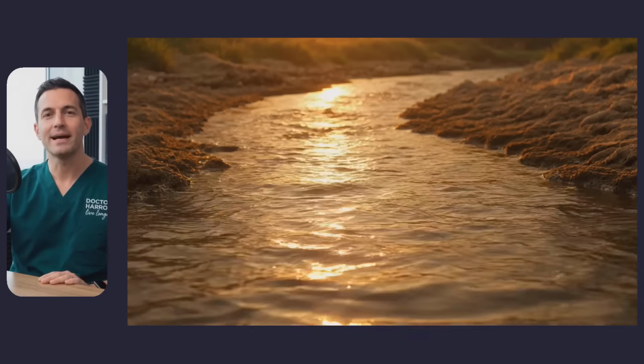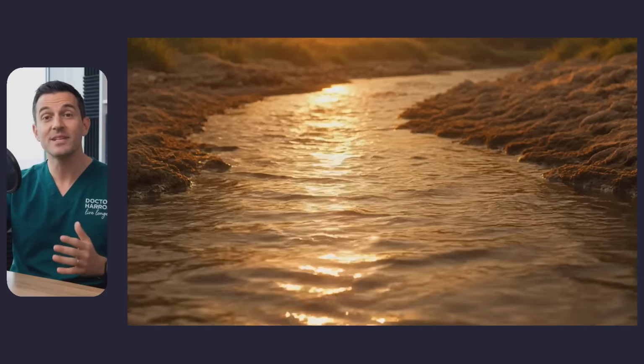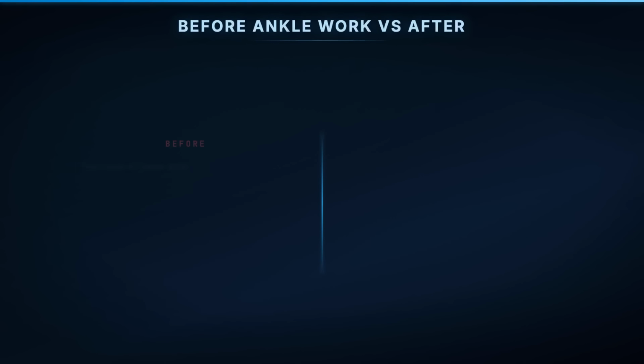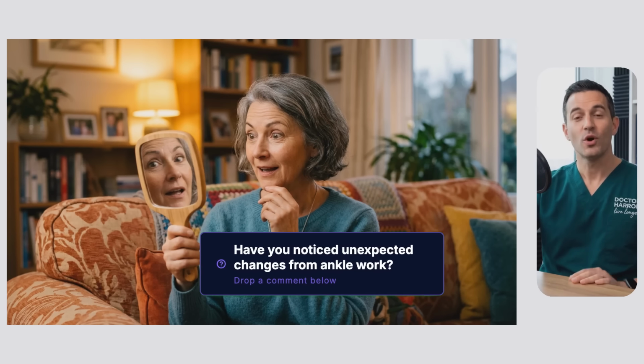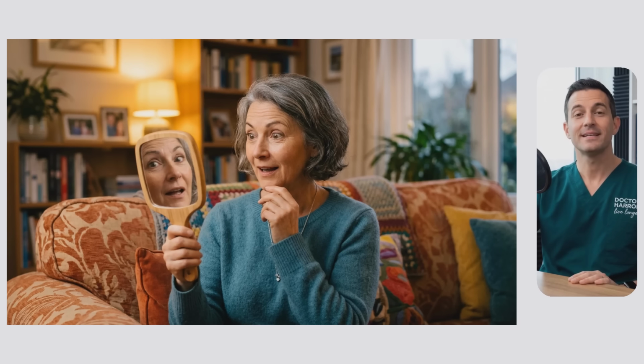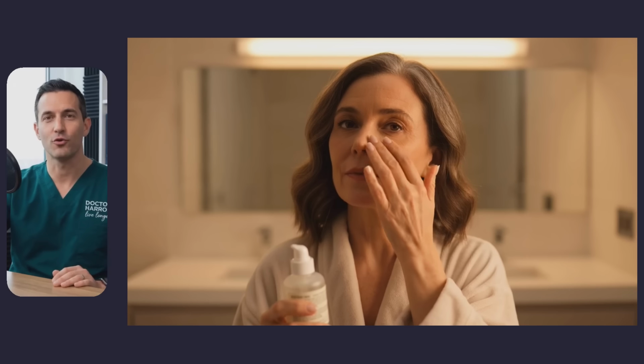Then, separately, because a knee was bothering them, they started doing ankle mobility work. Not for their face, for the knee. A physical therapist had given them a series of exercises, and one of them was ankle circumduction. Slow, deliberate circles, daily. The rotation in the knee improved. That was the point. But then something else happened. Something they weren't tracking, weren't expecting, weren't able to explain at first. The tired pool around their eyes was different. Not gone, different. They didn't connect it to the ankle work for weeks.